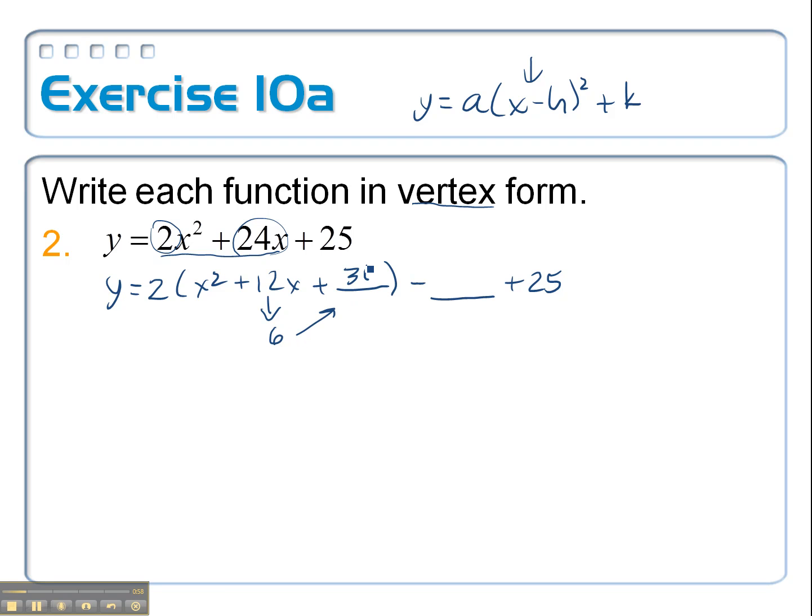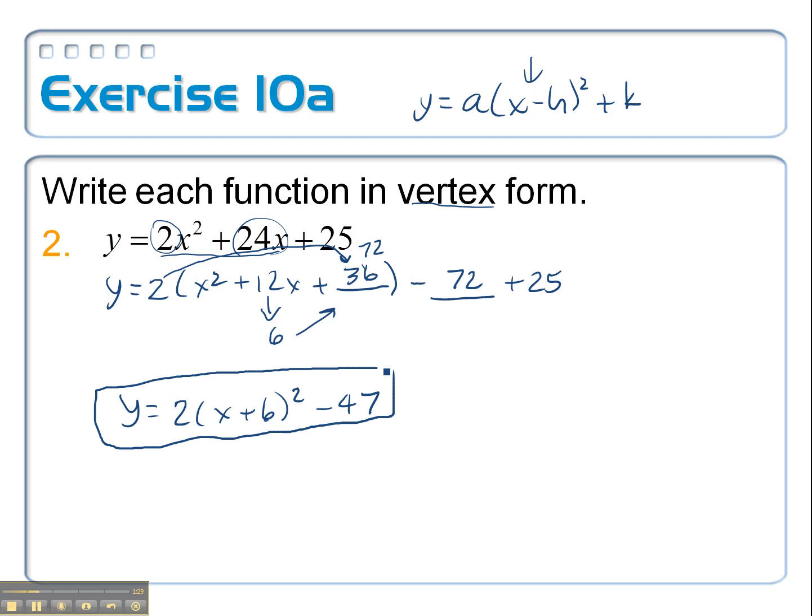Square that, that's 36. Now you got to be careful here, because really you didn't add 36. You have to take this 2 into account. You got to distribute that 2 to it. It's really as if you added 72. So on the outside you have to subtract 72. So finally we have y equals 2 times (x plus 6) quantity squared. And when I combine these two constants, I get minus 47. So my vertex is negative 6, negative 47.